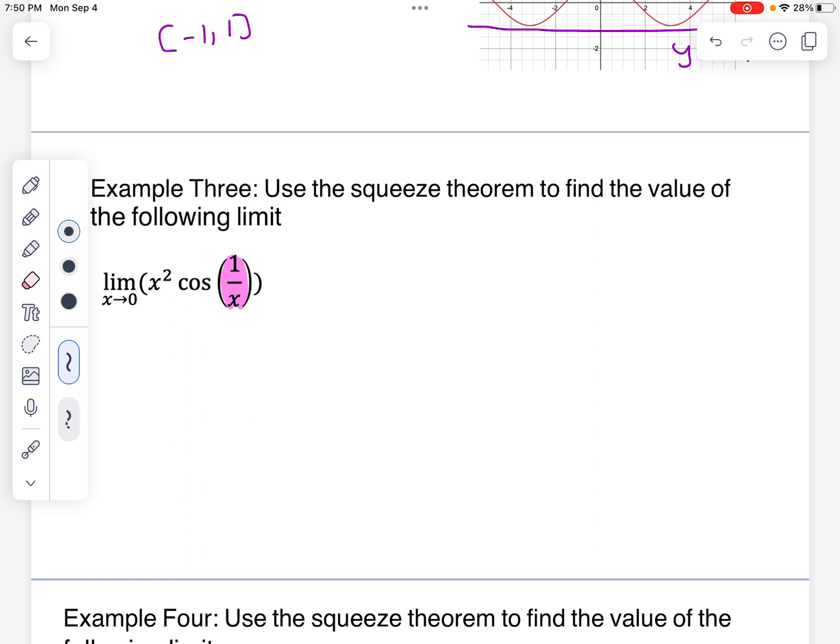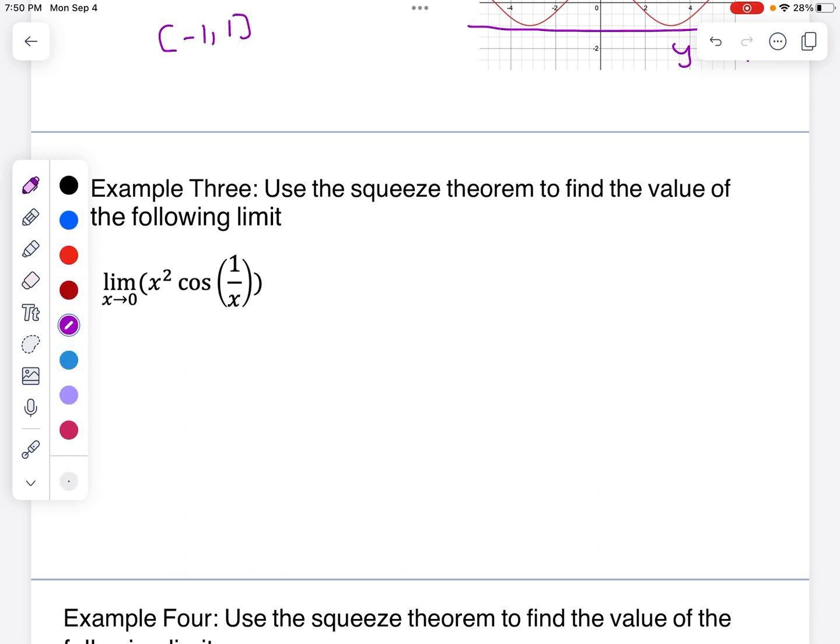The reason you can't just plug in 0 right here is because you'd have cosine of 1 over 0, and you can't divide by 0. That's how you know to use the squeeze theorem here: there's a problem inside the cosine function, not outside of it. And so this is how we're going to do this.